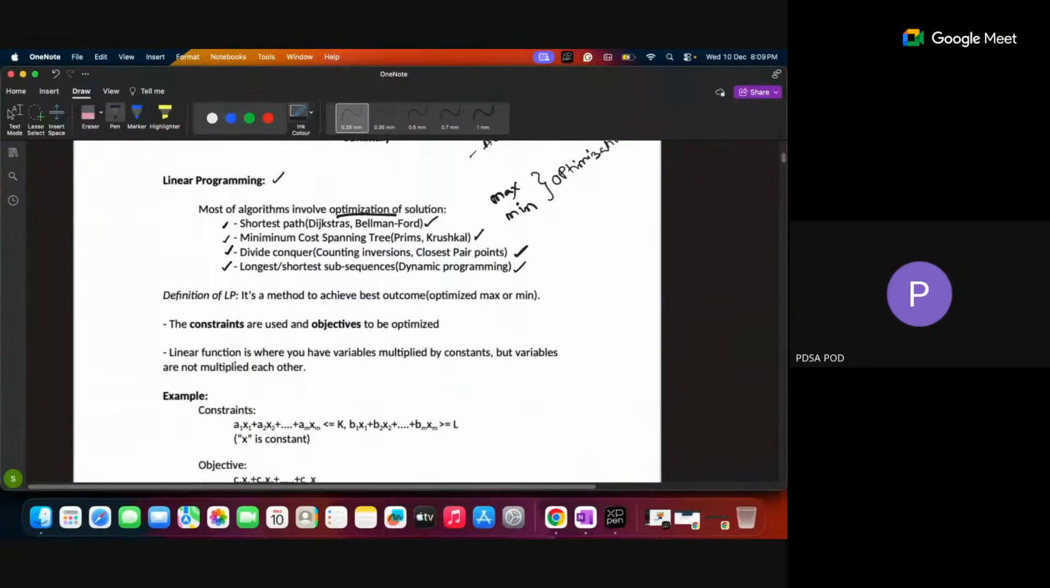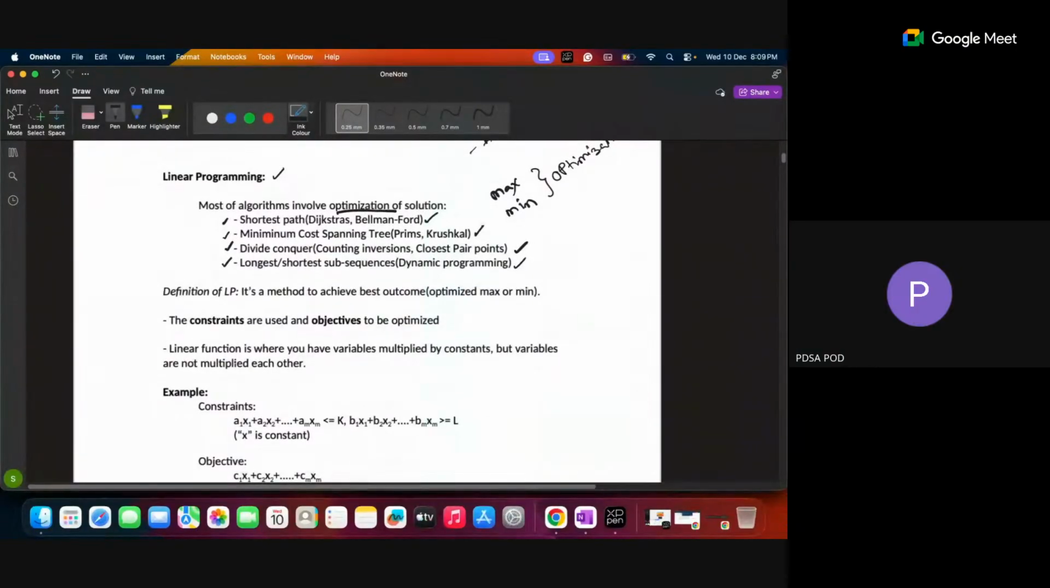But what about linear programming? Linear programming is simply designing a mathematical model, but the outcome of this model is, again, that our objective is to achieve either the optimized value of maximum or the optimized value of minimum. But remember, it is building a mathematical model only, not a straightforward algorithm. So that's called linear programming.